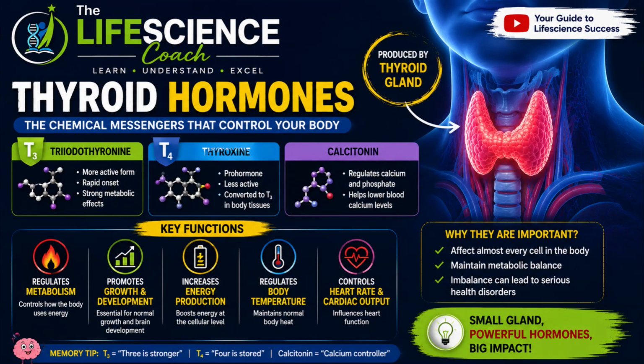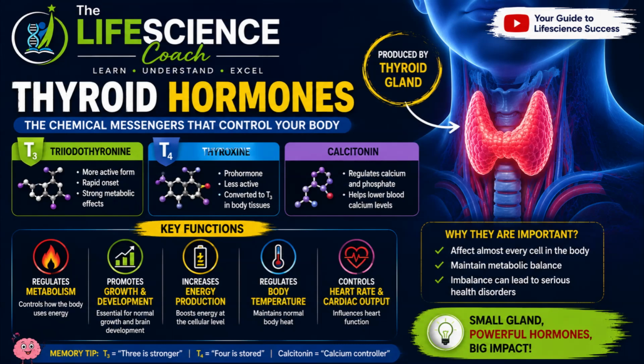Now that we understand the structure of the thyroid gland, let's discuss the hormones it produces and their functions in the body. The thyroid gland primarily produces two hormones, triiodothyronine, T3, and thyroxine, T4. T3 contains 3 iodine atoms and is the biologically more active form of thyroid hormone. T4 contains 4 iodine atoms and is produced in larger quantities. Most of the T4 is later converted into T3 in body tissues, where it exerts its physiological effects.